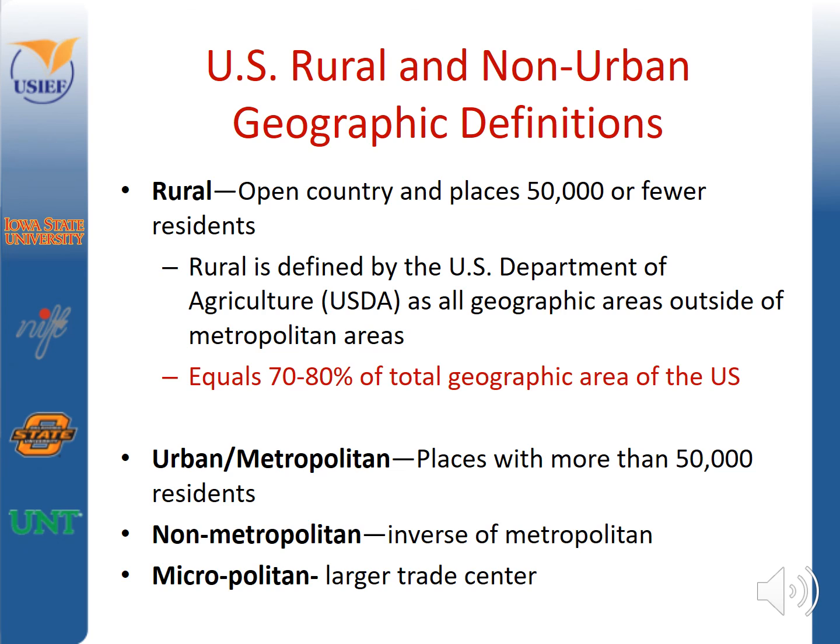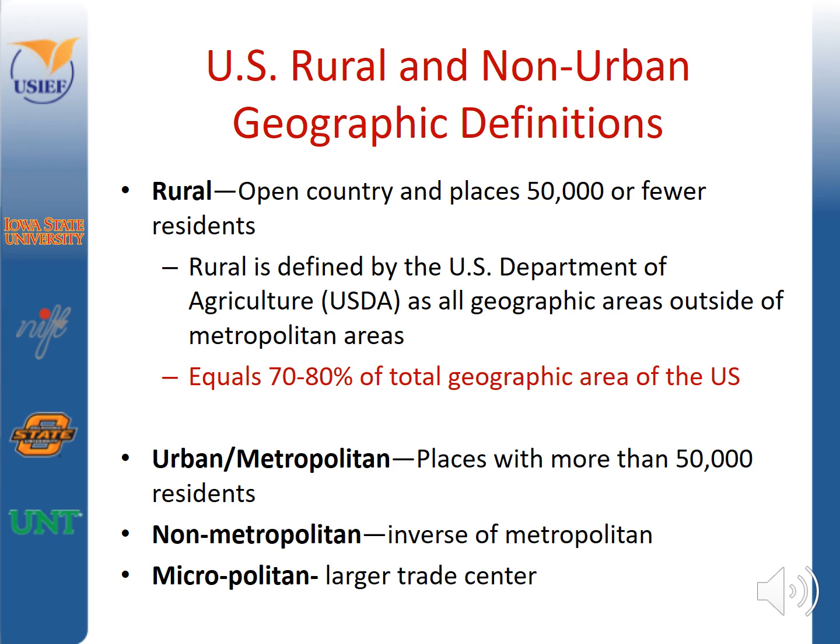Let's begin by considering the differences between rural, urban, non-metropolitan, and micropolitan in the United States. Rural is a geographic term used to refer to areas with 50,000 or fewer residents. The U.S. Department of Agriculture, often referred to as the USDA, defines rural as all geographic areas outside of metropolitan areas. In total, 70 to 80% of the total geographic area of the United States is considered rural.